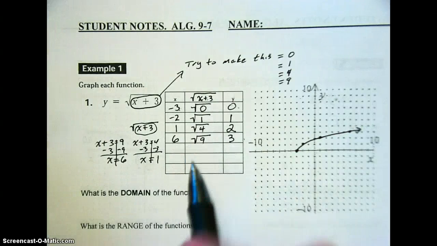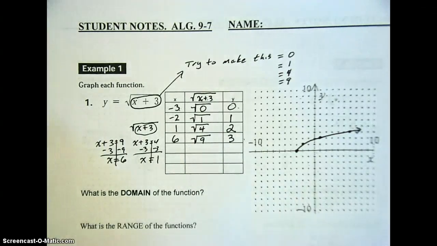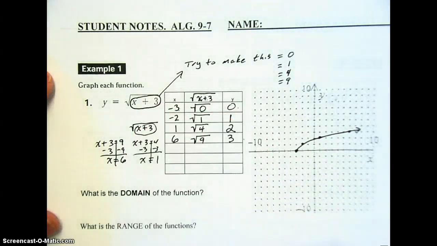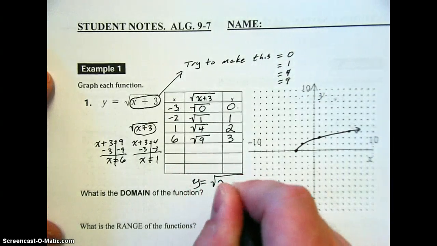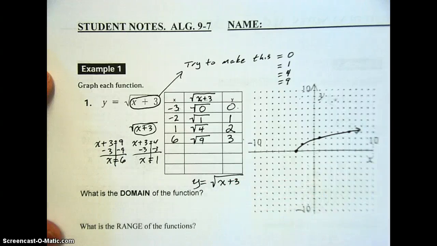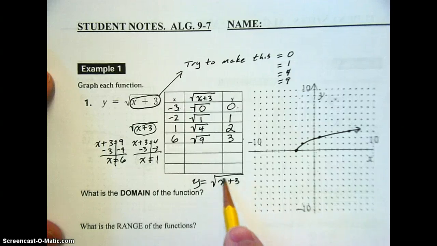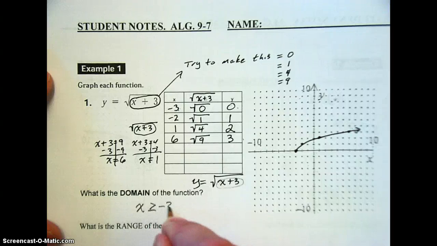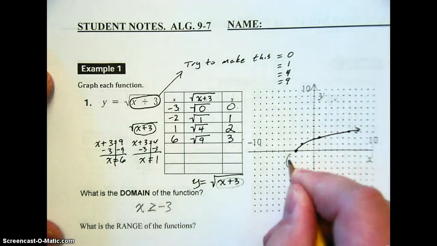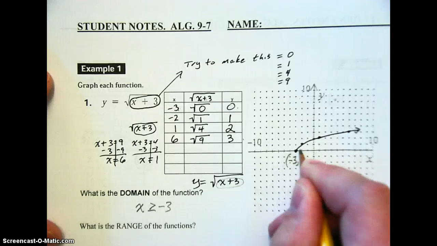All right, remember on the last problem, I said let's focus on this number. I'm going to rewrite it here. y is equal to the root of x plus 3. Hey, what are we subtracting from x here? We're adding, right? What made this 0? -3. That's our domain. x is greater than or equal to -3. Notice that's the x value of our vertex, of our point right here.